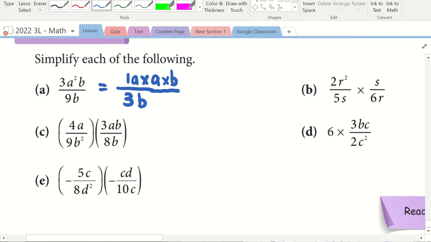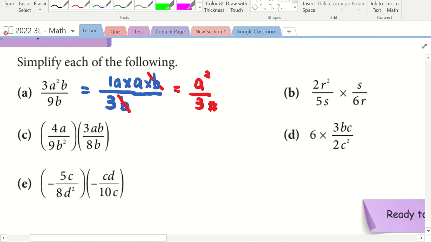Any common terms you see, you will need to reduce to lowest term. What is the common term I see in the fraction? B, right? There's one B on top, I cancel. There's one B below, I cancel. This is reduced to 1. So, the only thing I need to see is what is left on top on the numerator. 1 times A will give us A squared. What is below? 3. And that will be our final answer.